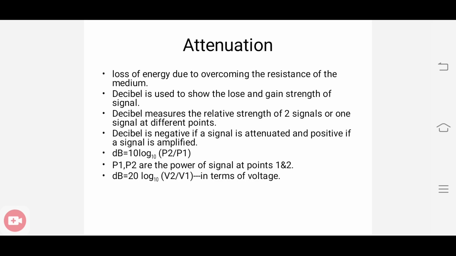The first transmission impairment is attenuation, loss of energy. Why does this loss of energy happen in a medium? Because there is some resistance in the medium, and due to that resistance, loss of energy happens. That property is known as attenuation, and it can be measured in decibels. So dB can be expressed as 10 log base 10 P2 by P1, or as 20 log base 10 V2 by V1.